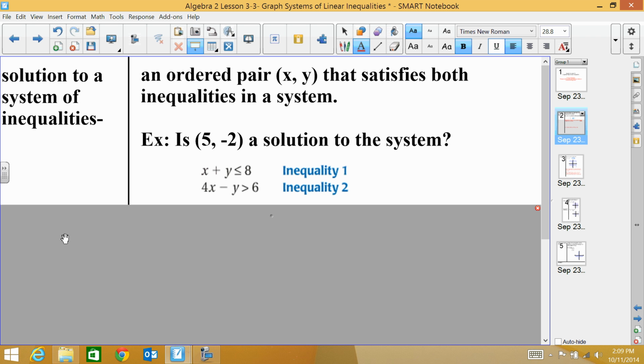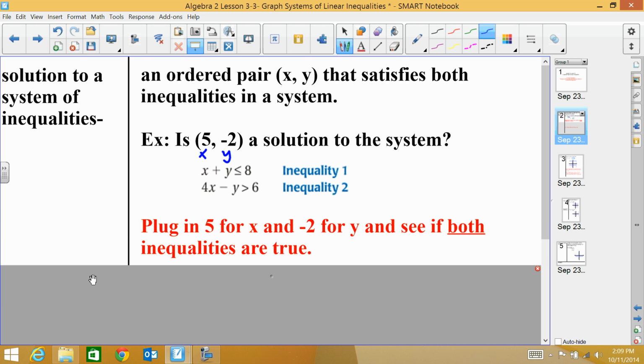So how would we figure that out? Well, if we look at (5, -2), that represents our x and our y. So I can plug in 5 and -2 for x and y and see if this works for both inequalities.